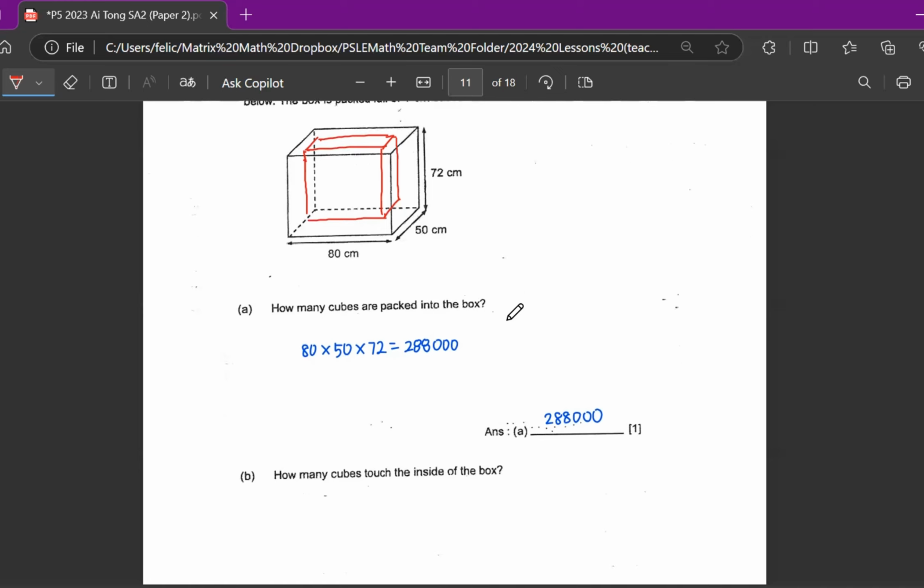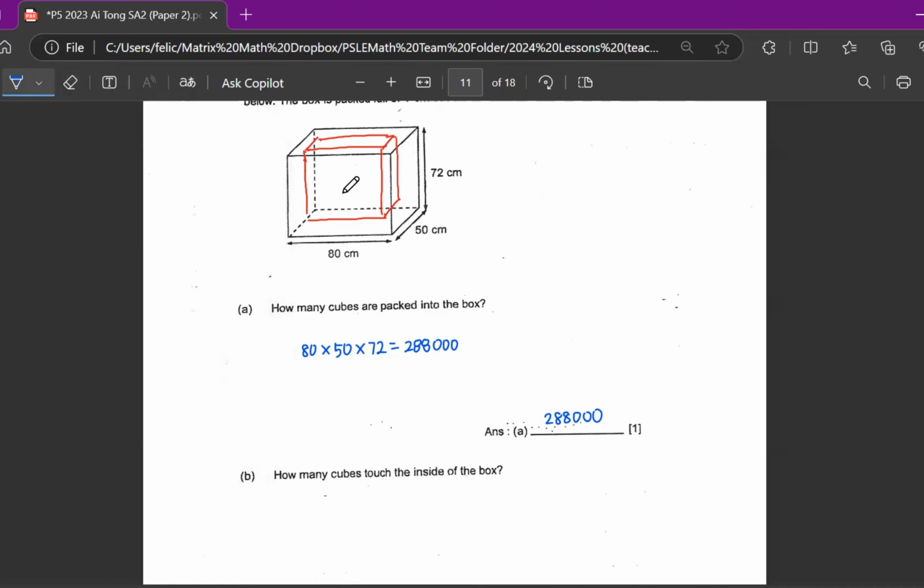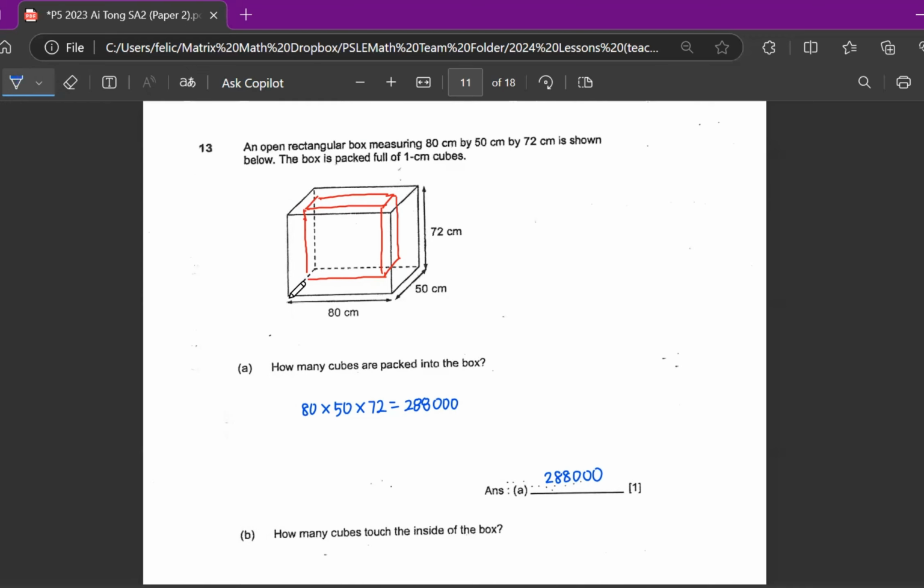What we're going to do is find out how many cubes along the length do not touch the box. That means along this red line, how many cubes exist here? Along the breadth, how many cubes exist here? Along the height, how many cubes exist here? Let's start with the length first. How many cubes should there be along this red line? Please do not say 80 cubes along the red line. Definitely not. It has to be less than 80.